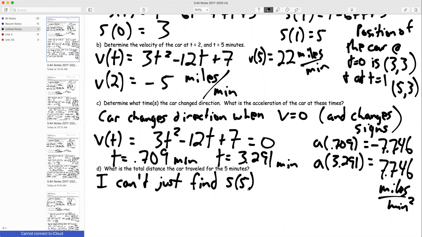So if I were to find S of 5, that would tell me where I am right now. It's my position at 5. But that is not the same thing as how far I travel, because I went all the way over there, and then I went all the way back here, and then I came back here. So how do I find my total distance? Physics people don't say the area under the curve, because that's next semester. So how do we find the total distance?